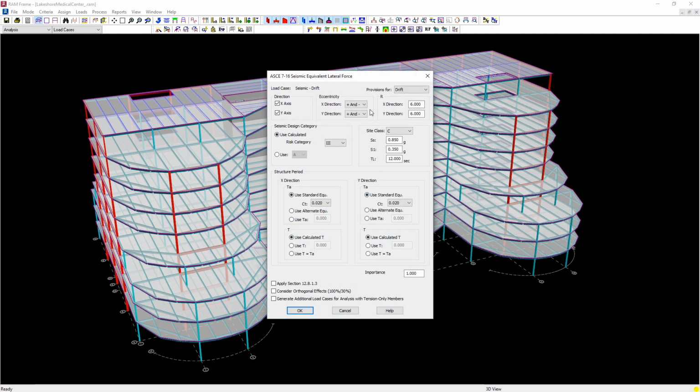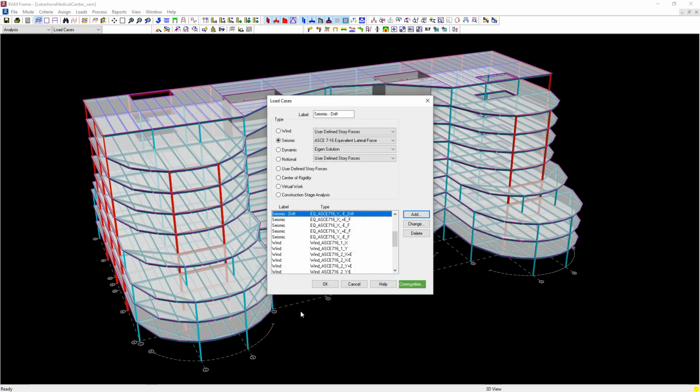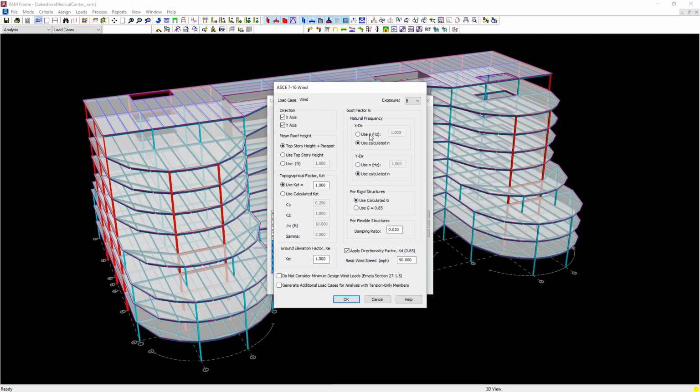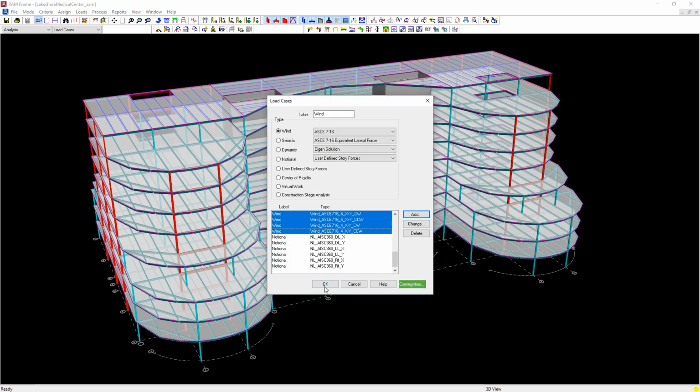We can also create the seismic load cases where we can specify whether or not those eccentricities are to be included. We can specify the other important information, including whether or not the drift requirements be used in the calculation of the forces. We can also generate a wind load case here.